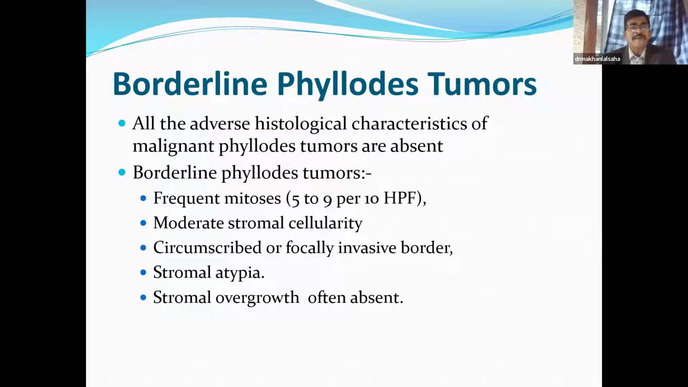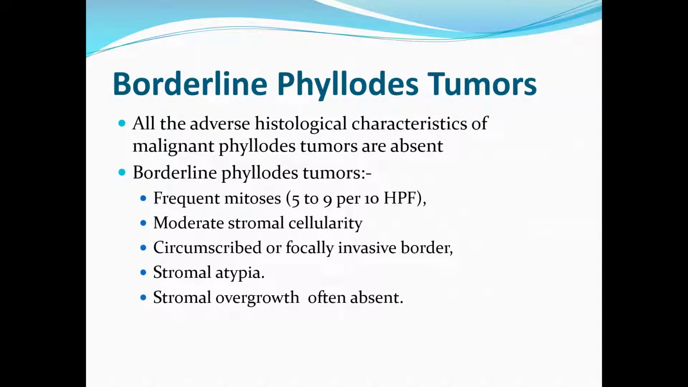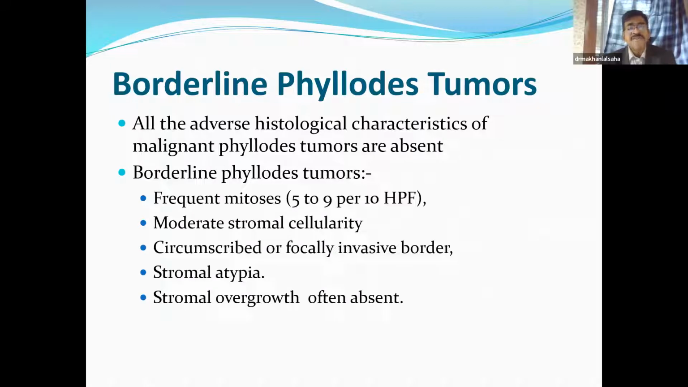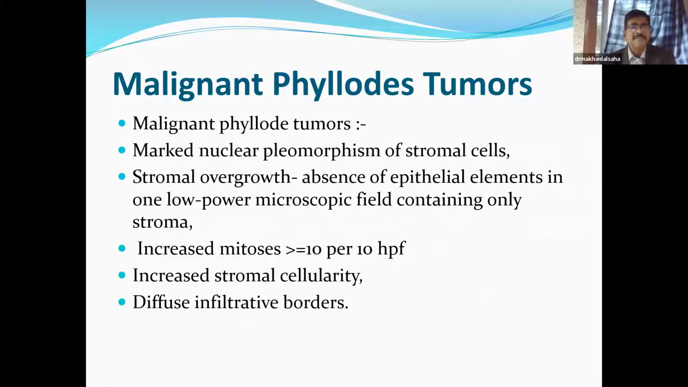In borderline Phyllodes tumor, all the adverse characteristics of malignant Phyllodes are absent, but it's borderline because of frequent mitosis, with 5 to 9 per 10 high power fields. There is moderate stromal cellularity, and a circumscribed or focally invasive border. There is stromal atypia, and stromal overgrowth may be absent.